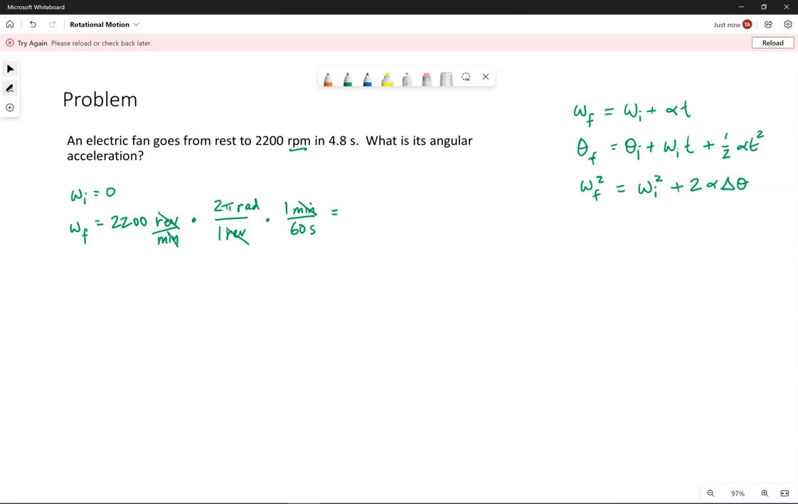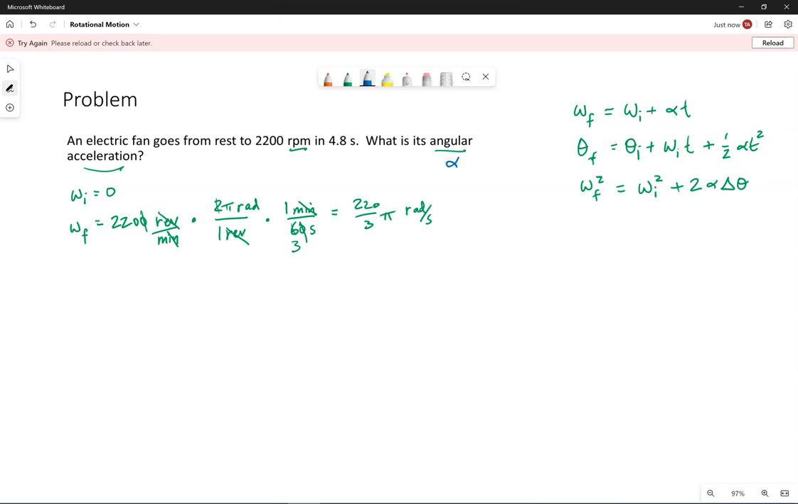So let's see, I can get rid of one of the zeros, 22 will become 3. So omega, you can find this as a decimal as well. Omega will be 220 pi over 3 radians per second. We want to know the angular acceleration. So angular acceleration is alpha.